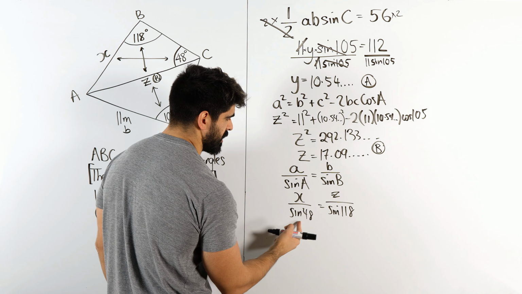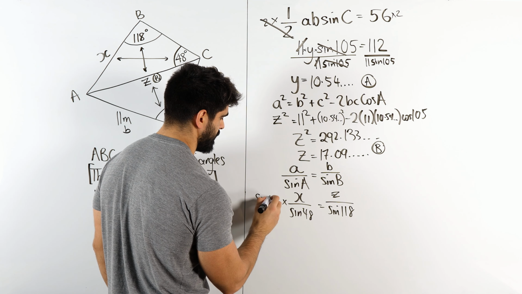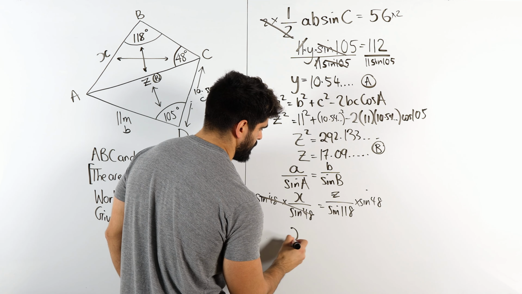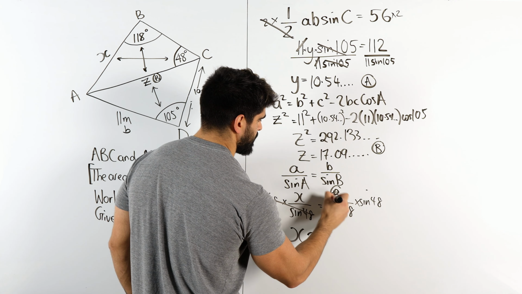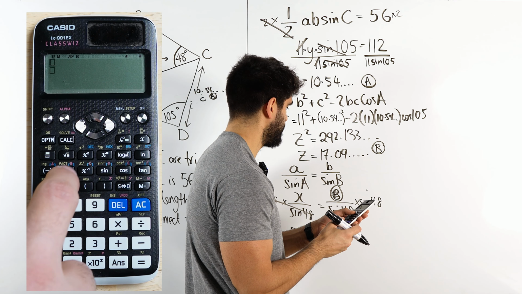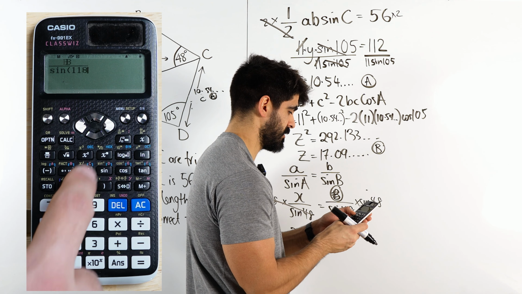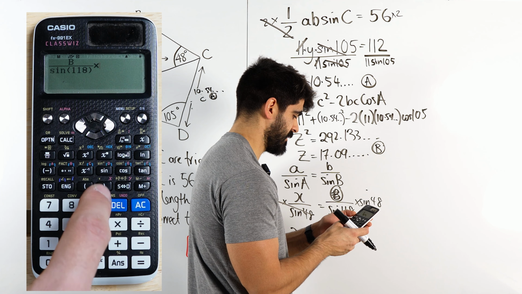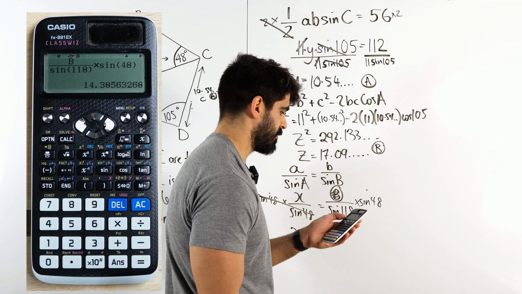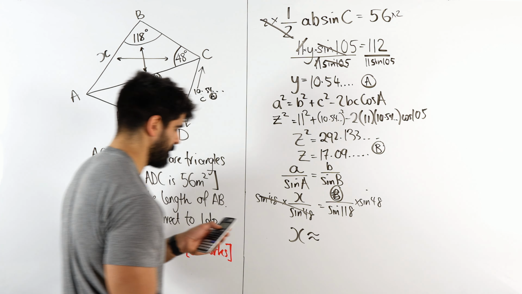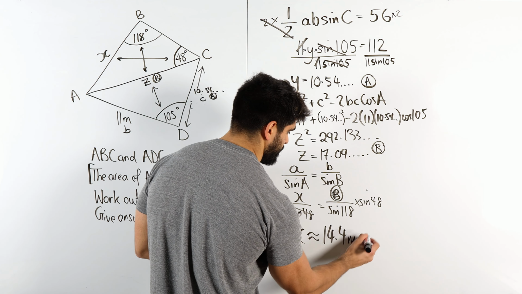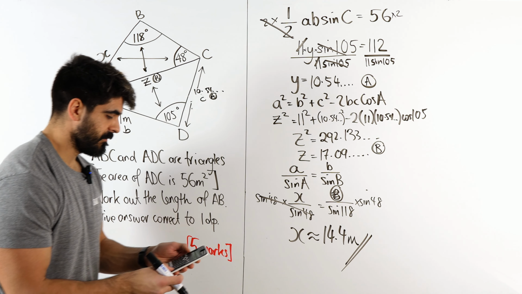So to rearrange for x, we're just going to multiply both sides by sin 48. Okay, that goes. And we can just type this in. So remember, I'm going to use this as B. So you'll see me type this on the calculator. So I'm doing fraction B over sin 118 times sin of 48. 14.38. Give your answer correct to 1 decimal place, we get 14.4. And this is meters. And that is your answer for 5 cheeky marks.